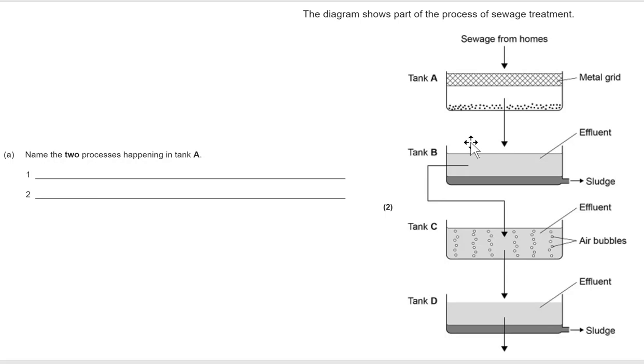The two processes happening in tank A. We can see this metal grid and we can see there are some bits getting through. The two processes are screening, that gets rid of large pieces of waste from the sewage, and sedimentation. We're allowing the smaller bits of solid waste to settle at the bottom.